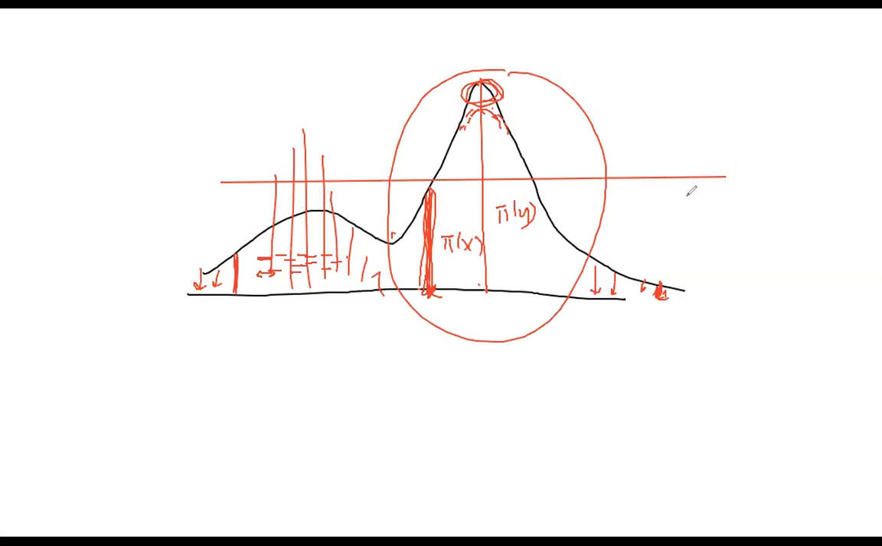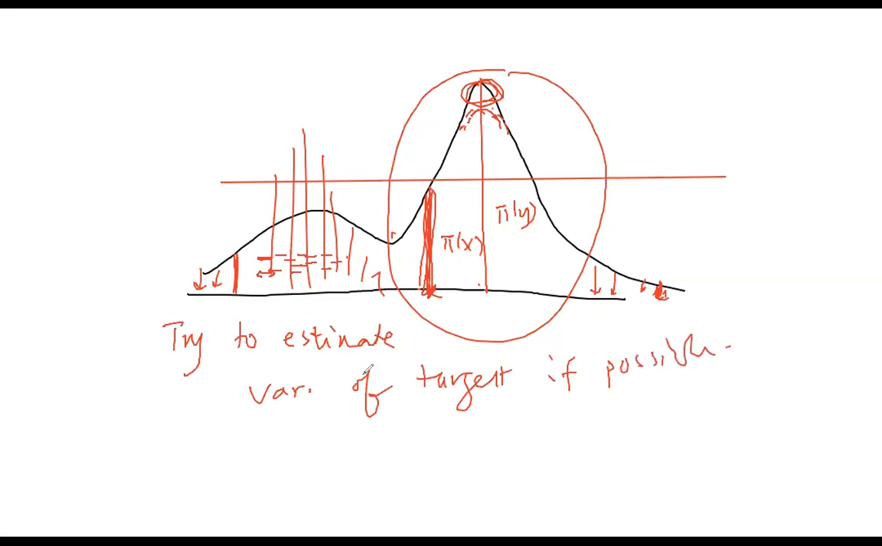So the best approach seems to be to try to estimate the variance of your target density if possible, and then take something like twice this value. This should usually work.